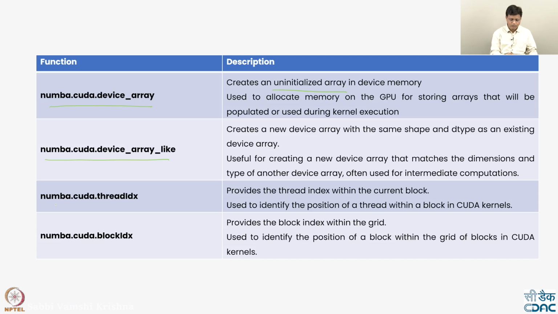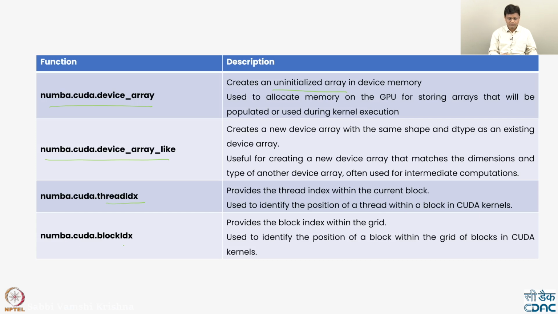Next function is numba.cuda.threadIdx. It provides the thread index within the current block. As we know, within a block there are a number of threads. If you want the index of the thread within a block, you use this function, and it is used to identify the position of the thread within a block in a CUDA kernel.